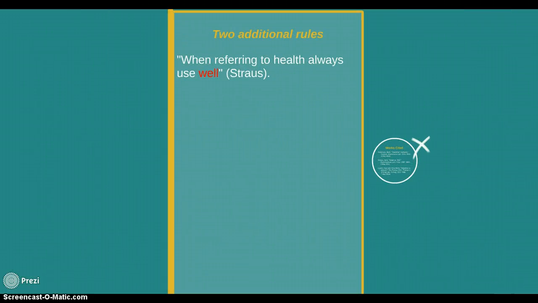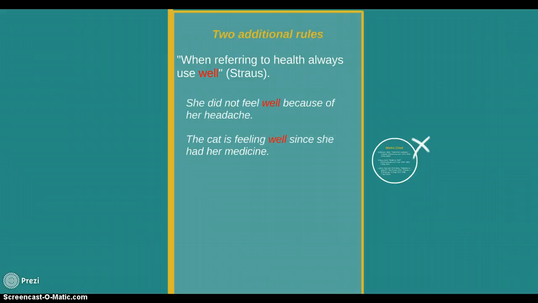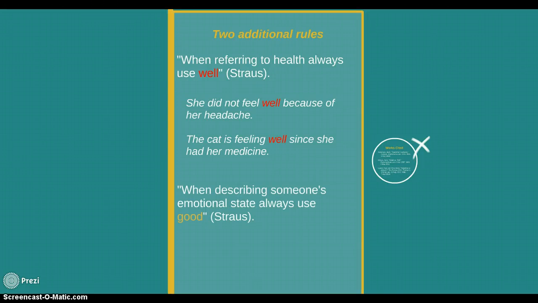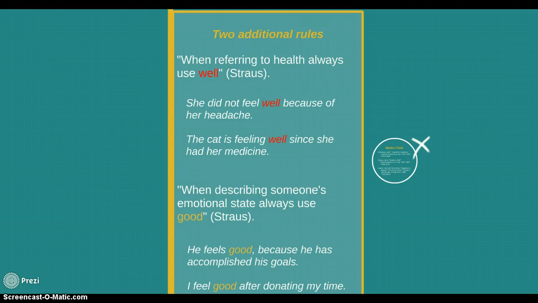Then we have two additional rules. When referring to health, always use the adverb well. She did not feel well because of her headache. The cat is feeling well since she had her medicine. And when describing someone's emotional state, always use the adjective good. He feels good because he has accomplished his goals. I feel good after donating my time.